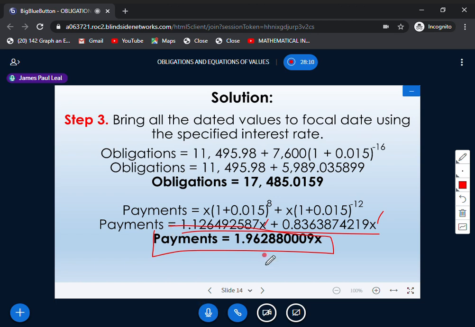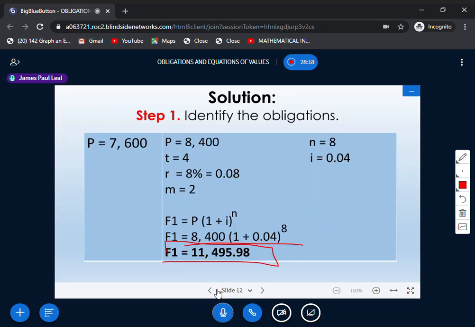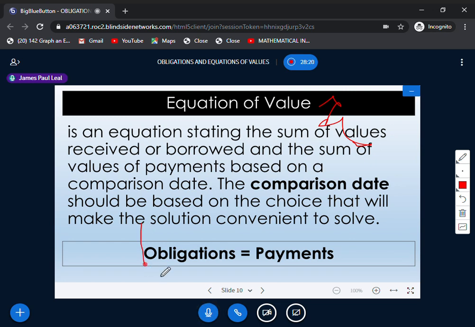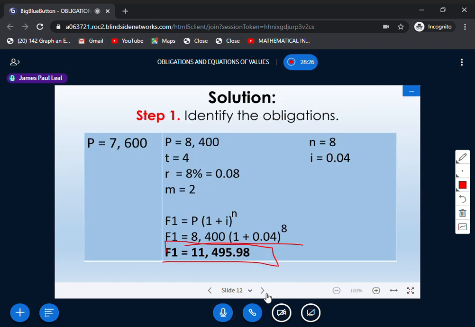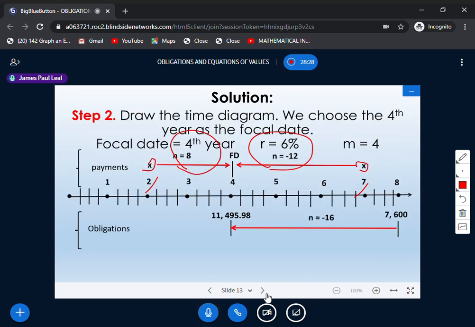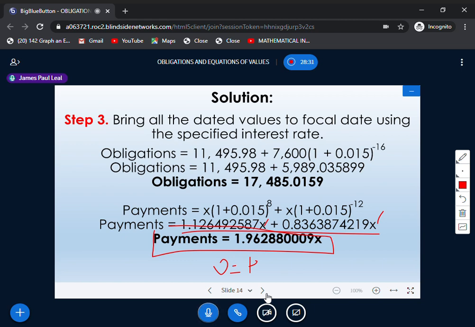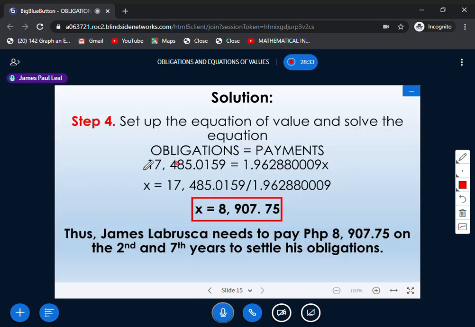And let's go back to the concept wherein the obligation is actually equal to the payment, isn't it? Let's go back here. So it's stated here that obligations ay equal po sa payments. So we can actually use that concept for us to know the equal payment for second year and seventh year. So all you have to do for step 4, you have to set up the equation of values and solve the equation. We can actually equate the obligations equals payment.